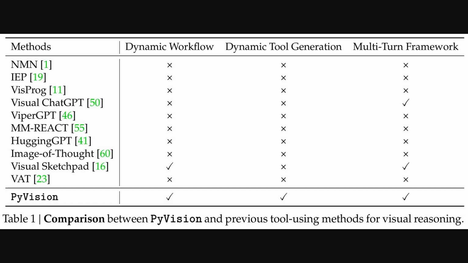So, to put that powerful reasoning capability into context, this table compares PyVision with previous tool-using methods. It looks at three key features: having a dynamic workflow, which means adapting the problem-solving steps, a multi-turn framework for interactive refinement, and crucially, dynamic tool generation. That's the ability to invent new tools from scratch. Looking at the table, you can see that while a few methods have some of these features, PyVision is the only one that checks all three boxes, which is what makes it so uniquely flexible.